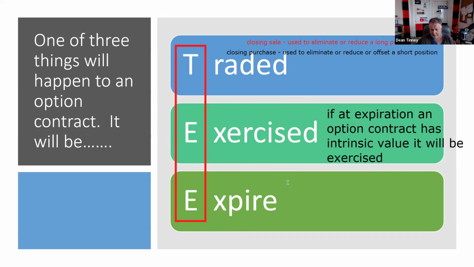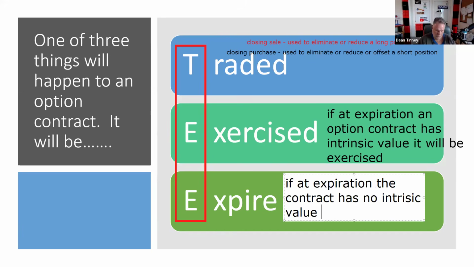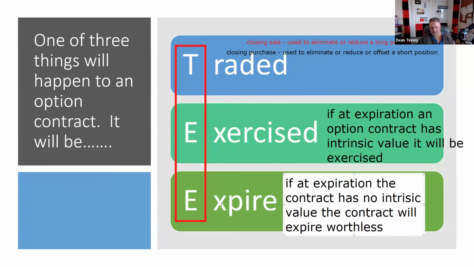Or the last thing that can happen to an option, it can expire. If at expiration the contract has no intrinsic value, the contract will expire worthless. Warning, I'm being a jerk. The test isn't going to give you warning that they're being a jerk.